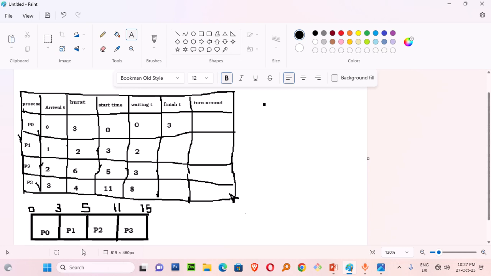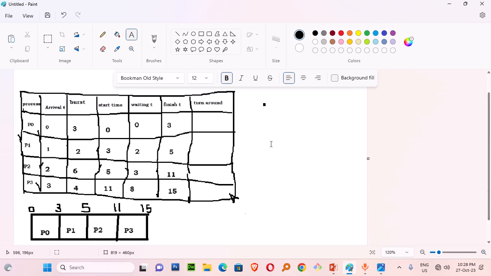Then you'll see that for P1, it ended at 5. So process 1 ended at 5. Process 2 here ended at 11, so we shall put here that process 2 ended at 11. And then lastly, process 3 ended at 15. Okay, so now lastly we found the finishing time.